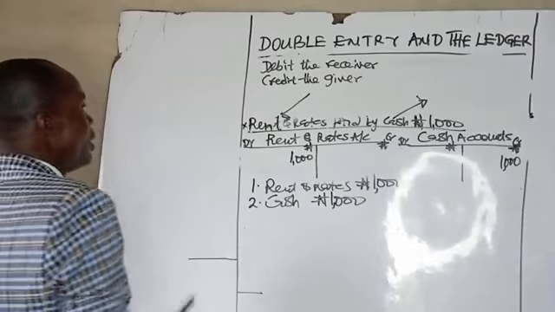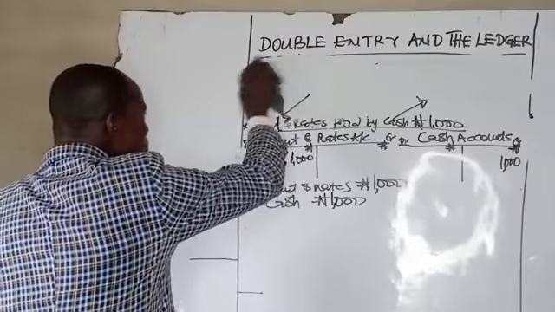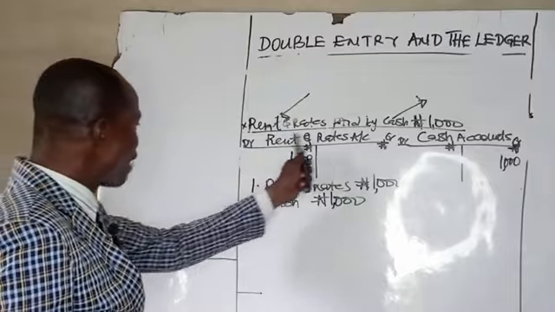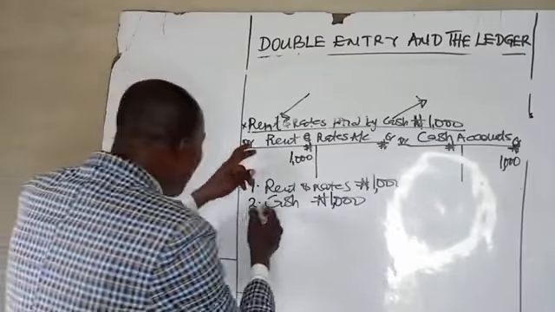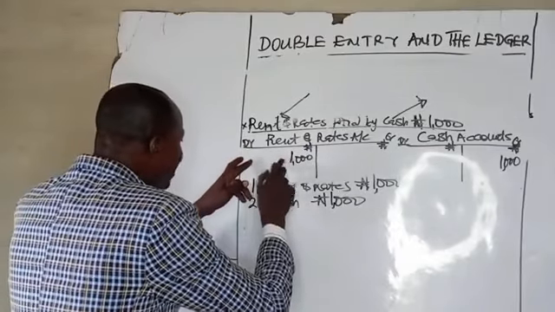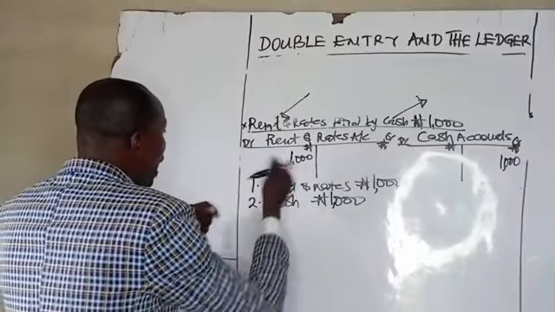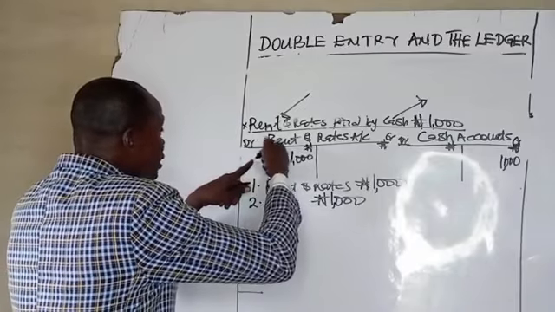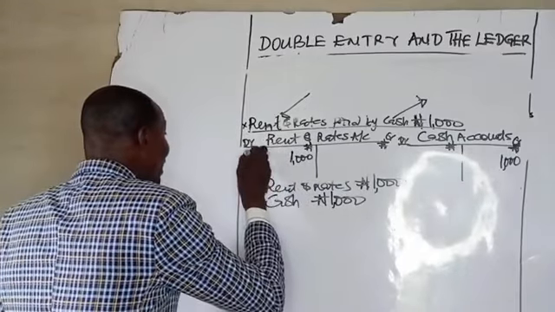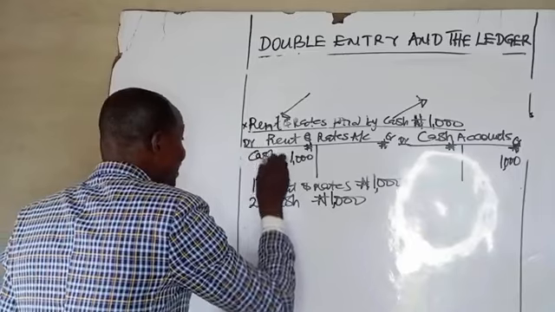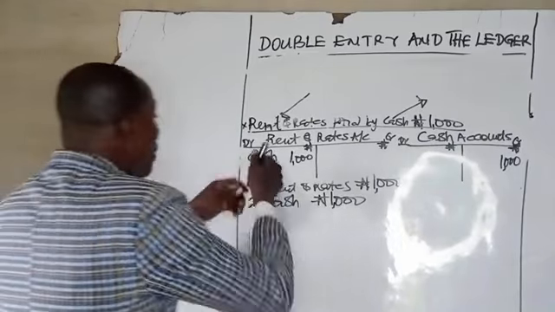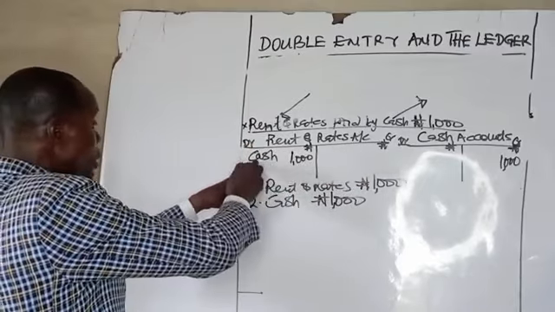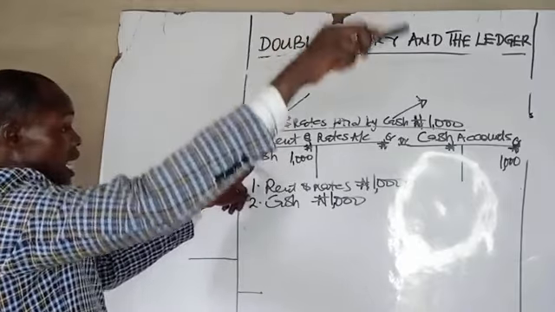Now it doesn't make sense seeing 1,000 naira here without knowing it relates to rent and rates account. So for reference purposes, where would the corresponding credit entry go to? You now put the title of the second account here. The second account affected is cash account. So somebody who sees rent and rates account and sees cash of 1,000 knows that the corresponding credit entry is in the cash account.